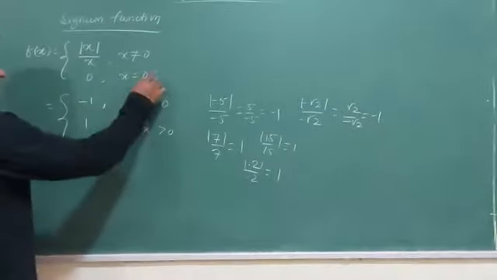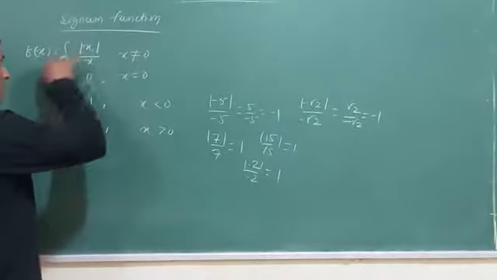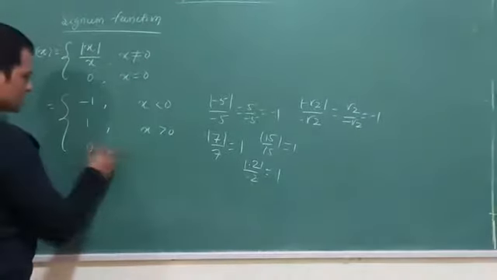And this is an additional condition. Don't combine this condition here. This is a separate condition, and they are mixed to form the signum function. And at the point 0, it is 0.